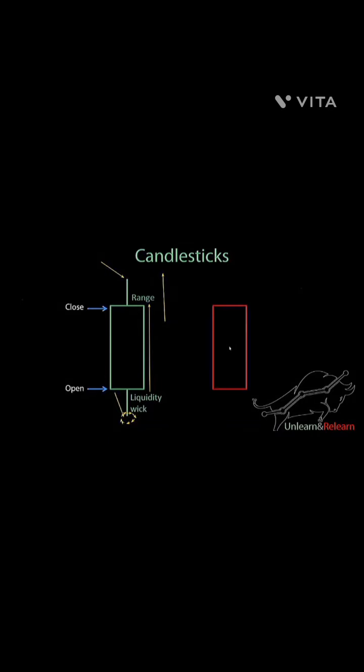Next, we have your bearish candle. The bearish candle opens at the top and it closes at the bottom. When we talk about the liquidity wicks and the ranges on bearish candles, we have the range at the bottom because price is obviously moving down, and then we have the liquidity wick at the top.